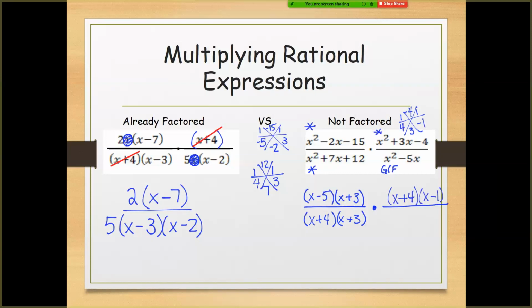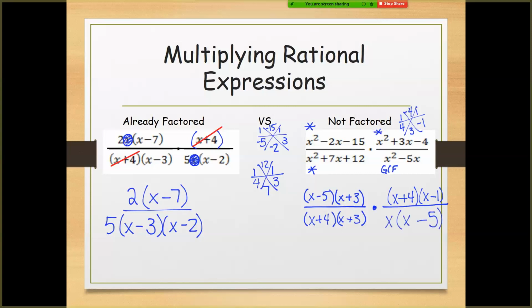The denominator is different. It's not 3 terms, so we want to look to see if there's a greatest common factor. In this case, there is a greatest common factor because they both have x in them. So we're going to factor an x out. If I factor x out of x squared, I end up with x. If I factor x out of -5x, all I have left is just the -5.